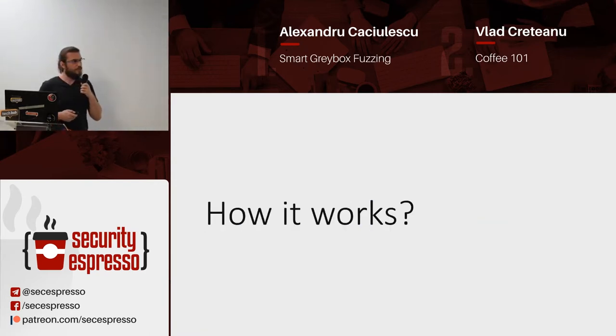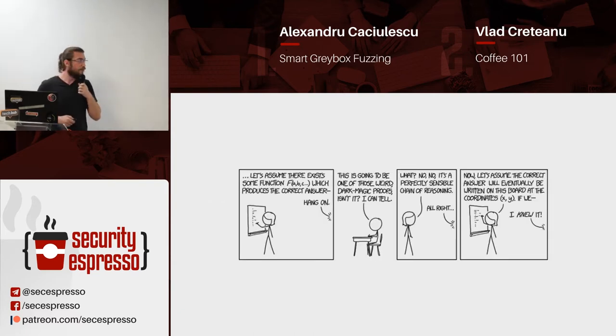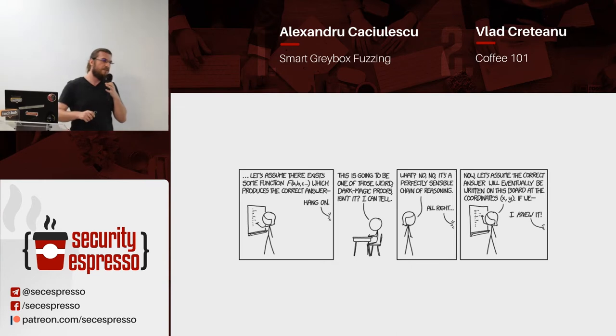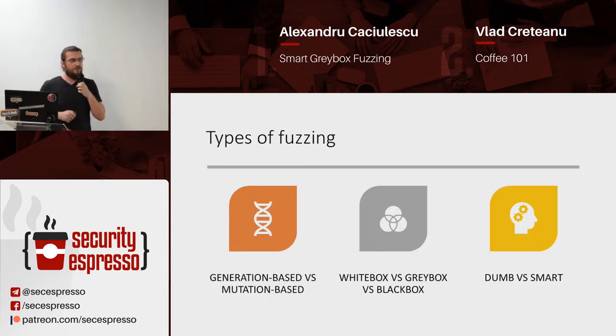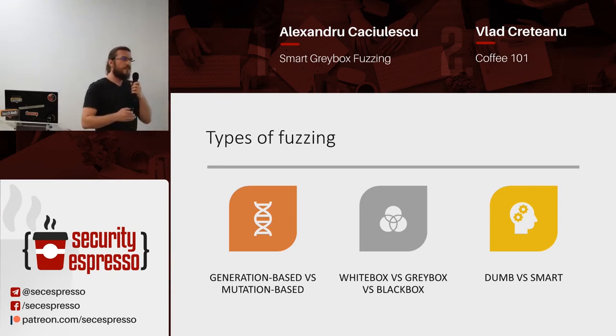Now, let's get to more interesting things: how it works. And let's start with the basics. So you might assume it's something like black magic. Well, let's clarify that it's not. Everybody will be able to understand the basics and maybe some of the more advanced features as well. First of all, let's try and categorize this. Fuzzing can be categorized by the following.